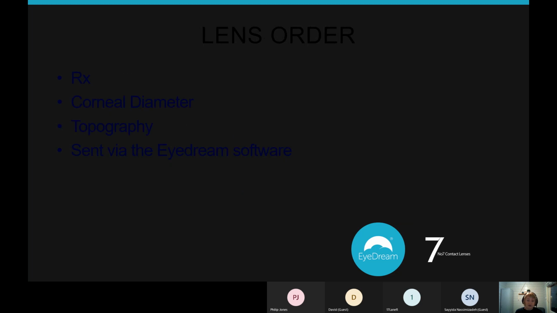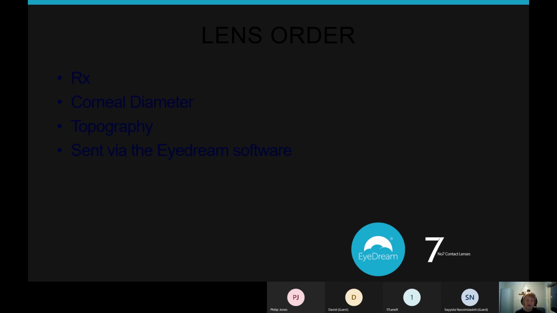So your lens order is your prescription, your corneal diameter, and your patient's topography, and it's all sent via our EyeDream software. So we talked about the fact that topography is going to create our empirical fit. And so what we do is we combine the topography with those other features within the EyeDream software.